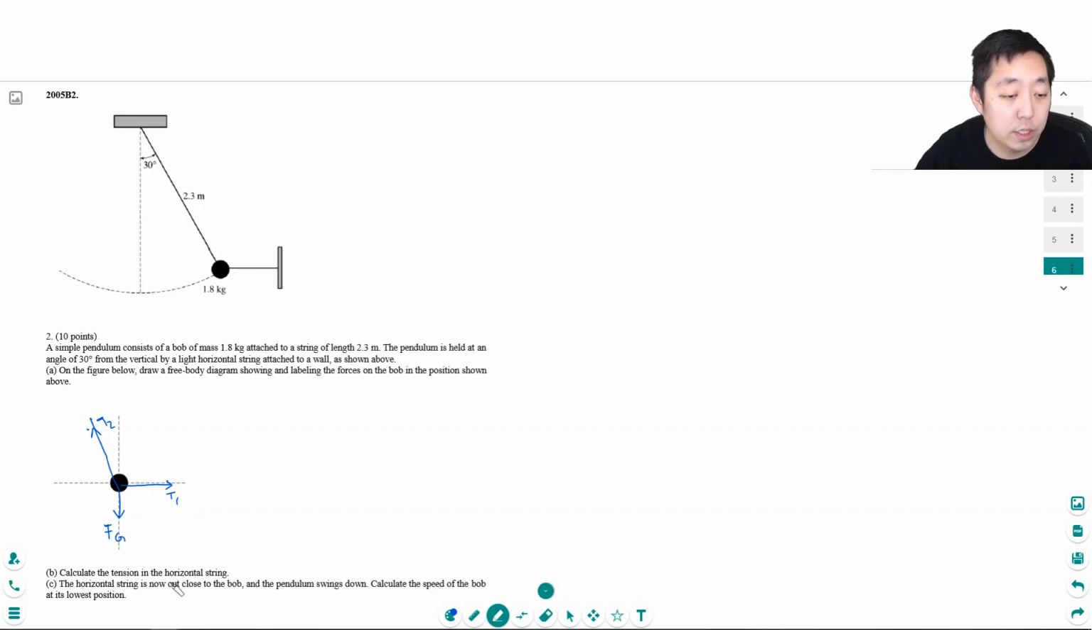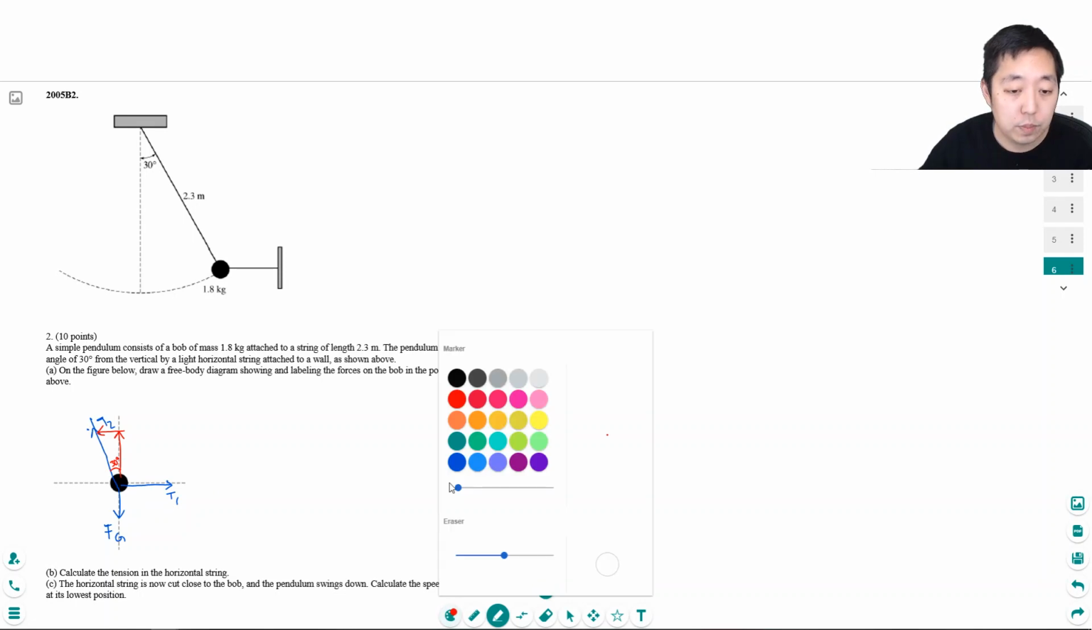So calculate the tension in the horizontal string. So that's T1. In general, to calculate the tensions, I have to do net force equations. But this is in two dimensions, so I have to do two-dimensional force equations. The only thing that has both x and y components is T2, and this angle is 30 degrees, by the way.